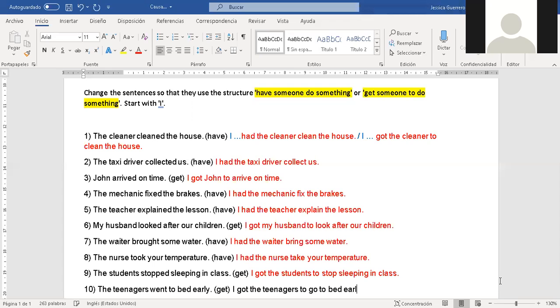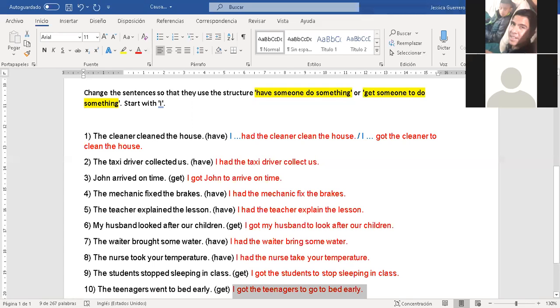Okay, this is another one that is more of a persuasion. You're not going to pay them, well, hopefully you're not going to pay the teenagers to go to bed early. And you're not going to ask them for a favor. It's more about persuading them to do it. Okay?